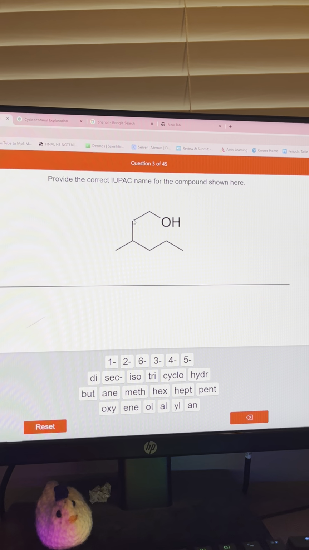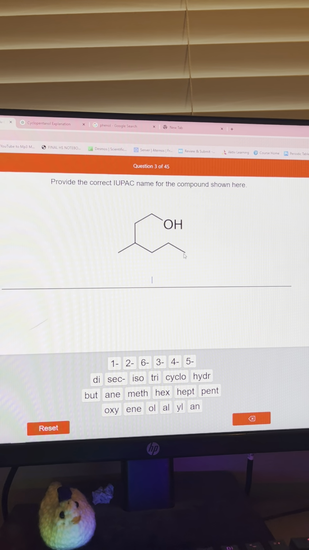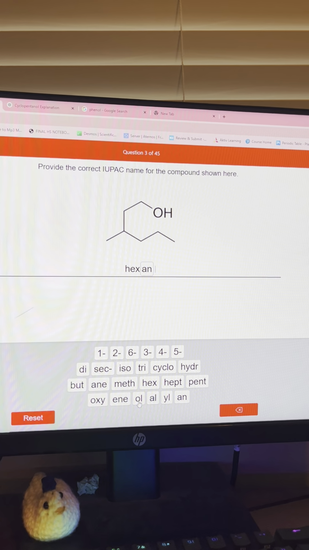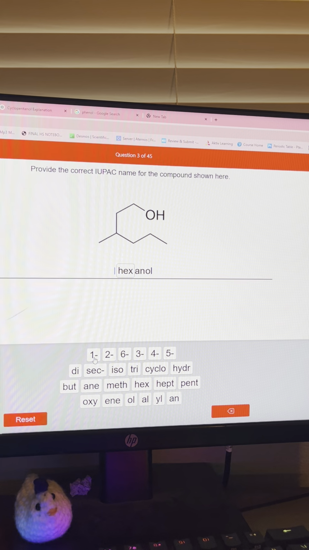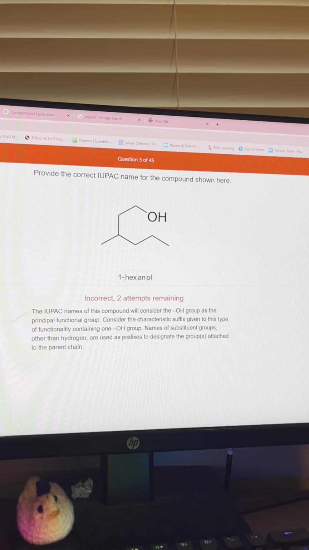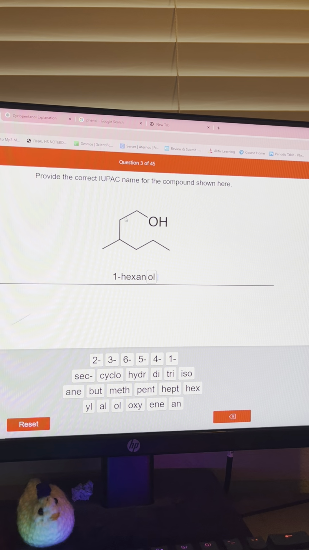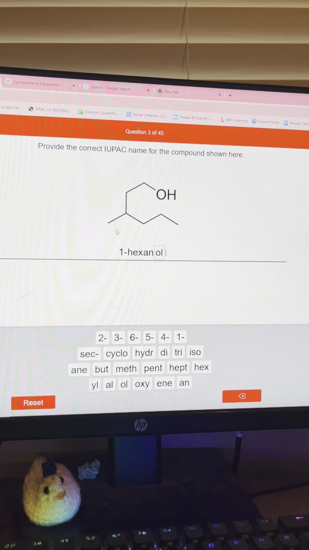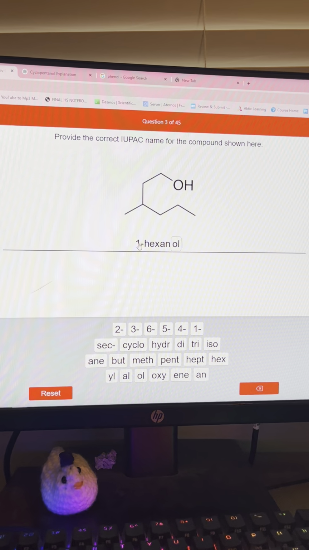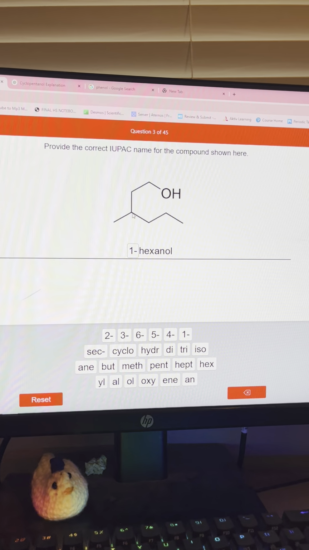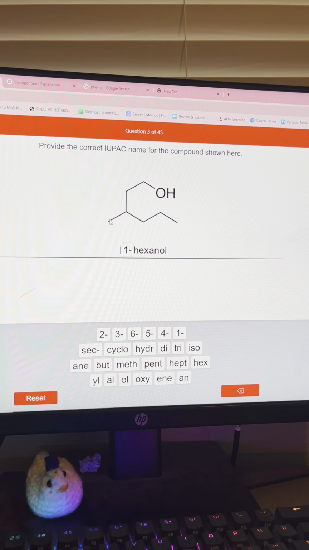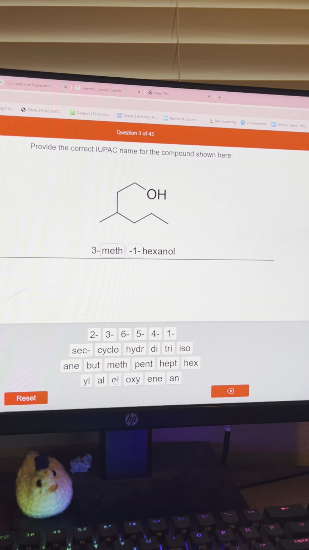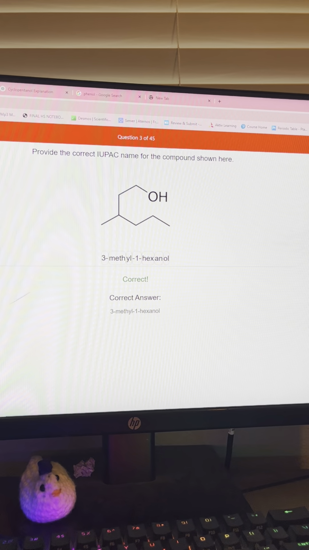So next one, remember we're always looking for the longest chain. So we have 1, 2, 3, 4, 5, 6. We have 6 here. Remember that's hex. Hexanol. If you wanted to, you could put 1 because that's where it is. And I'm sorry, I forgot something. We have to name where. Remember, we can't forget this. That's the methyl. Remember, methyl is just 1 line, ethyl is 2 lines, and then propyl is 3 lines. So we have 3-methyl, 1-hexanol, like that.